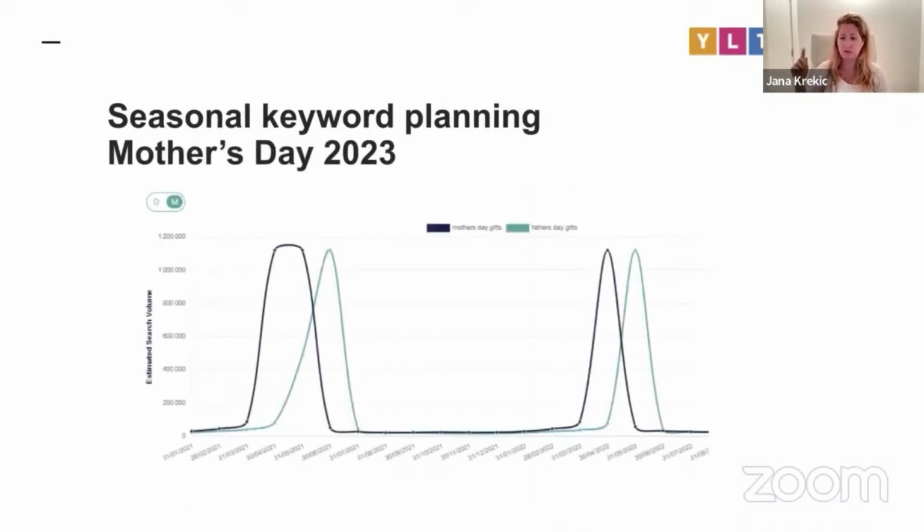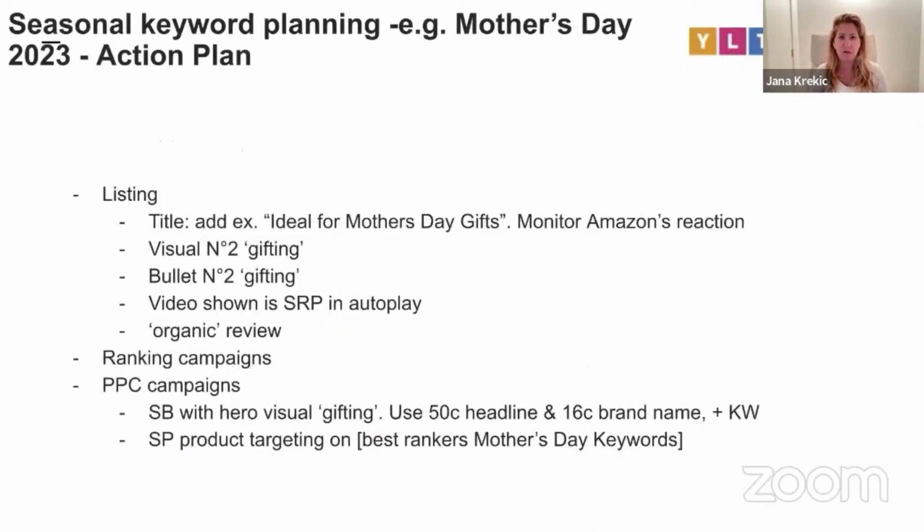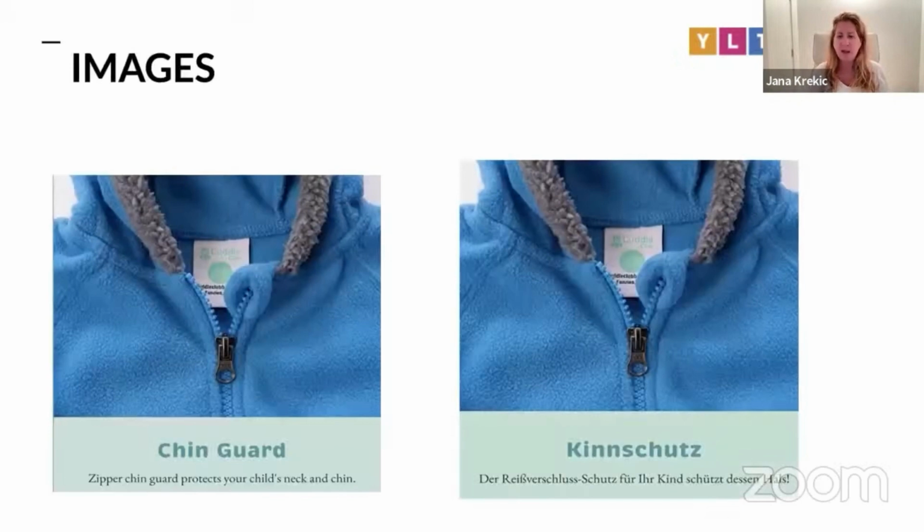And it's a seasonal spike every year, which we've seen, which is good. So basically, this is how you plan the Mother's Day action plan for a seasonal keyword, adding "ideal for Mother's Day gifts" or visual bullets, all the videos. Then you have the ranking campaigns, PPC campaigns. You can take a screenshot of this slide. It's a pretty straightforward guideline.